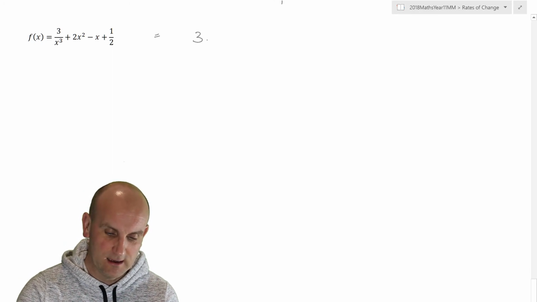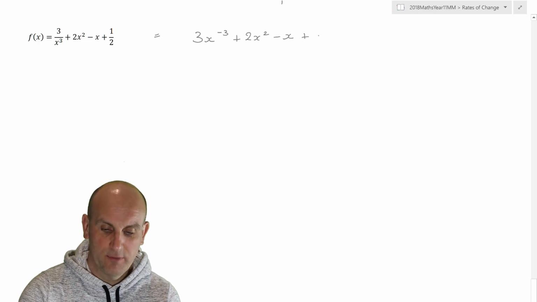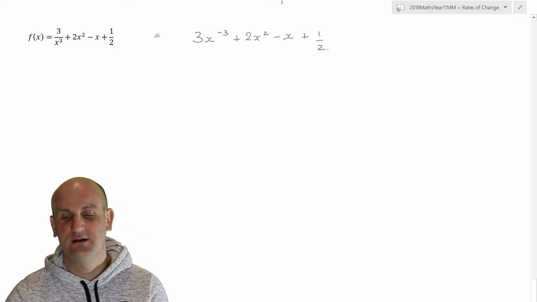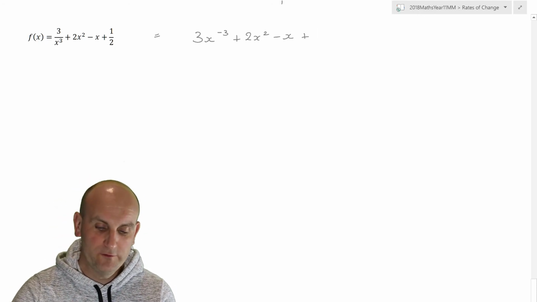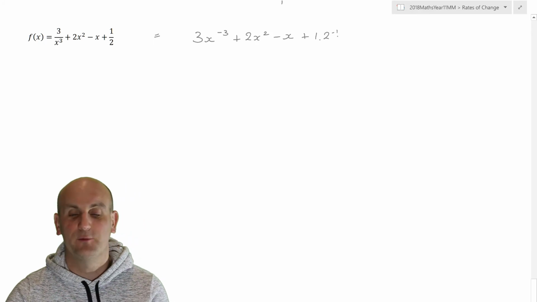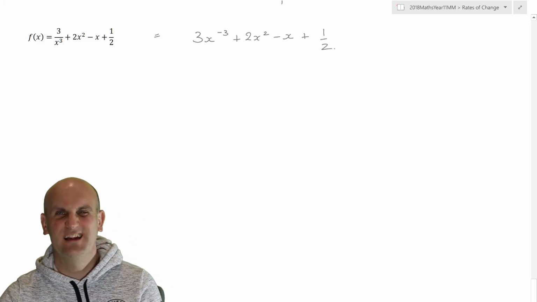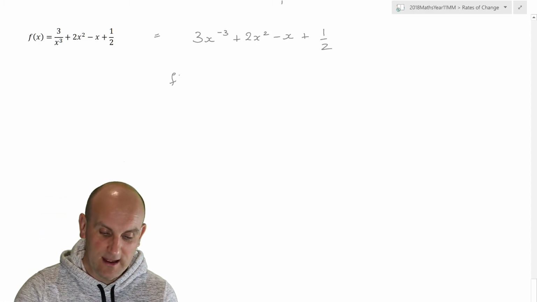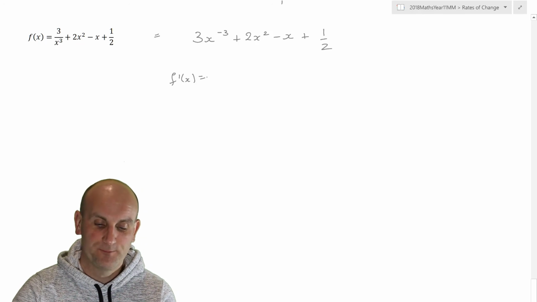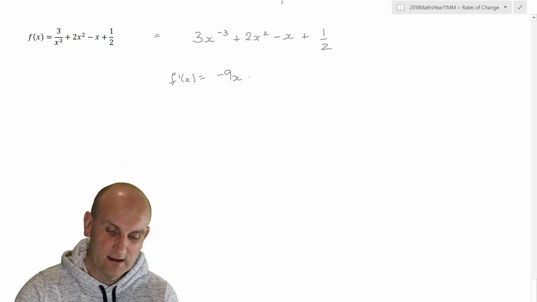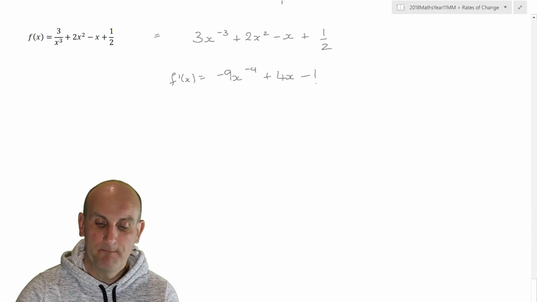So 3x to the minus 3 plus 2x squared minus x plus a half. Now I deliberately put that fraction in there because how many of you would have wanted to go 1 times 2 to the power of minus 1? You could have done, but actually because this is a constant, I know it's going to differentiate to nothing. It's going to disappear. So I now can say that f dashed of x is equal to minus 9 x to the minus 4 plus 4x minus 1.